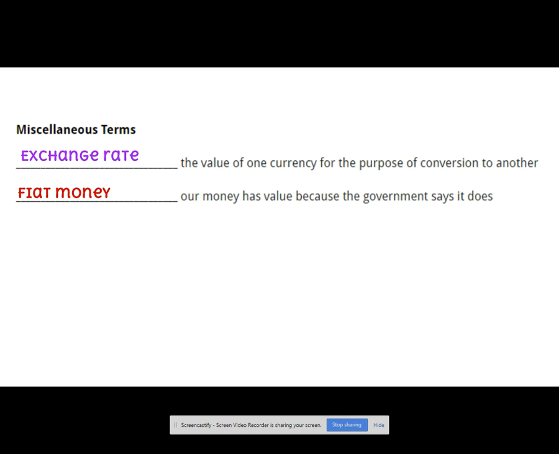And fiat money. Fiat money means that that thing you have in your pocket, that's a round coin or a rectangular bill, has value because the government says that it has value. Otherwise, it would just be some cotton with some ink on it. And so, fiat money is money that has value because the government says it does.